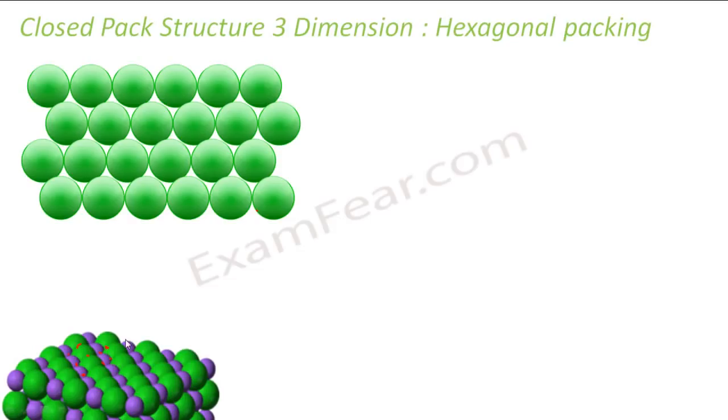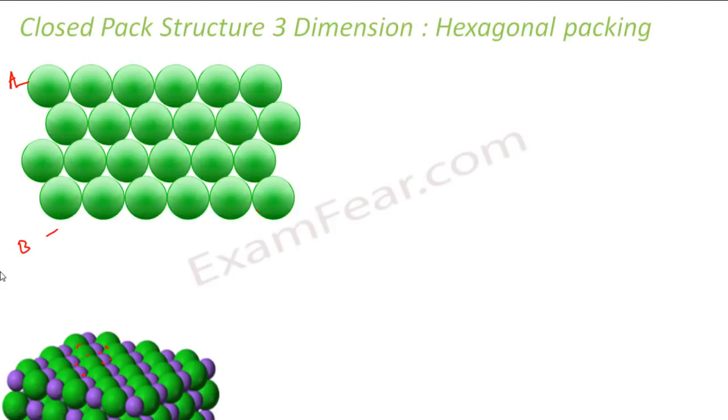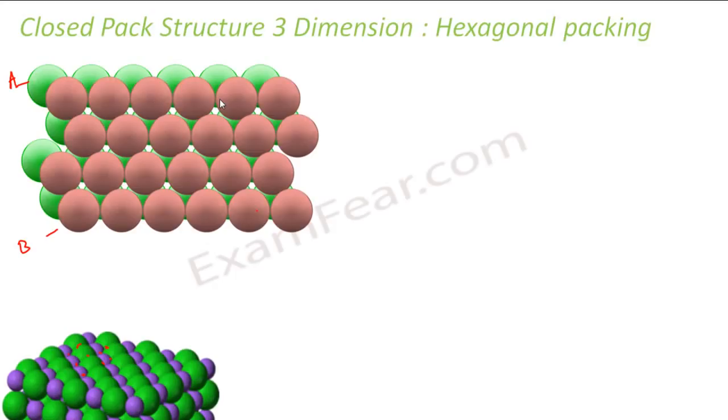So in this case, the second layer which I am going to put will be over this first layer in such a way that the spheres of the second layer, the pink one, are placed in the depressions of the first layer, that is the green one. This is my layer A, the first layer, and this is my layer B, the second layer, correct? So now if you see, there are depressions here, correct? So there only we are putting it.